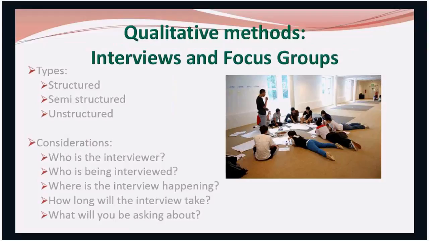So a structured interview means that you've got a list of questions that you're going to ask every single participant. So this is in an interview with one person. You ask every person the same questions in the same order and you don't deviate from the questions on the page. An unstructured interview is where you go in with broad, overarching questions.